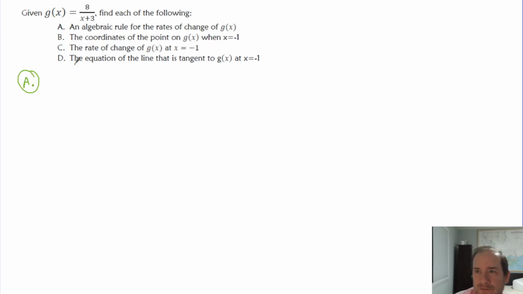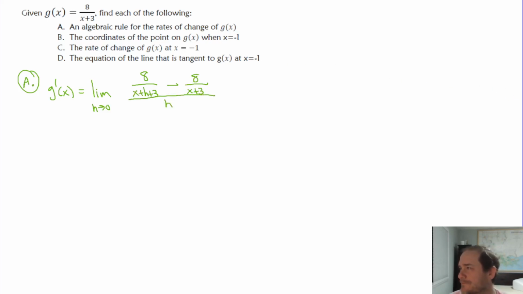For part A, we're gonna find the derivative, so to find g prime, we're gonna take the limit as h approaches 0 of 8 over x plus h plus 3. And then we're going to subtract from that regular old g of x, which is 8 over x plus 3. And we're going to divide that all by h. Okay, so now this is still the limit as h goes to 0.